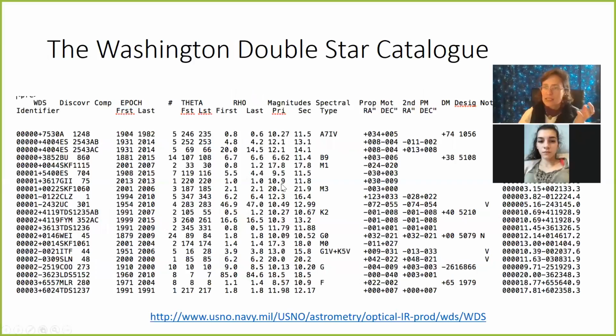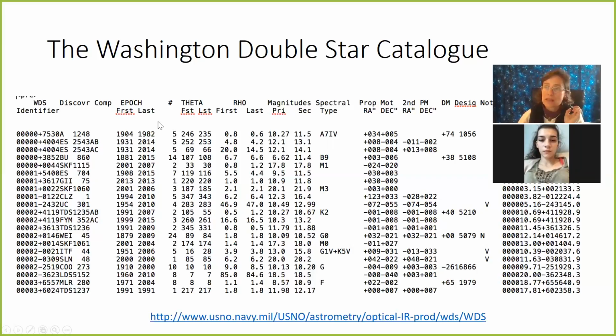Let's see, the next slide is the Double Star Catalog. This is just a screenshot from the Double Star Catalog. It has a whole bunch of information. I'm going to be sending you all a link that will give you a little bit of a tutorial about the catalog itself, because it's got a lot of stuff.